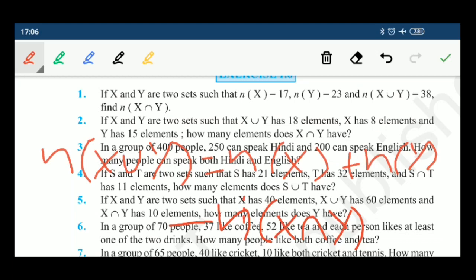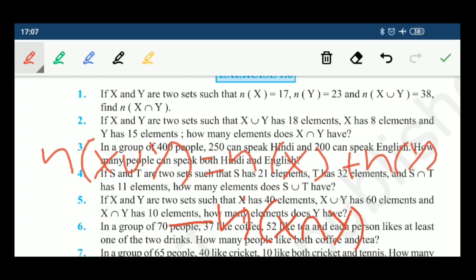And in the same way you can solve question number 2, and we will use the same result again. Here the union of X or Y is given as 18, the number of elements of X is 8, and the number of elements of Y is 15. So again it is the same as the previous one.